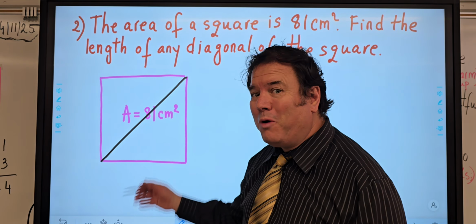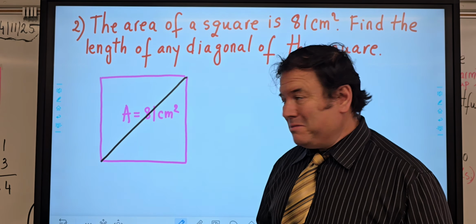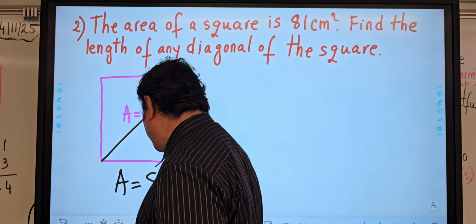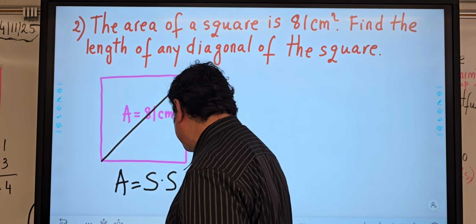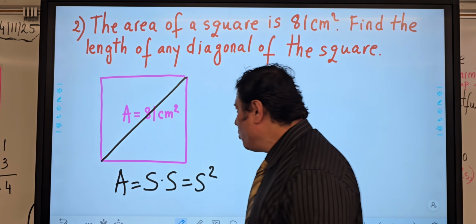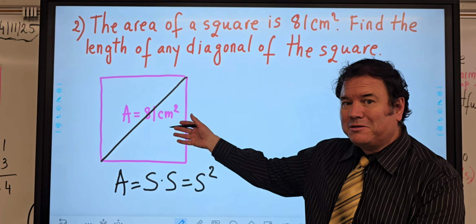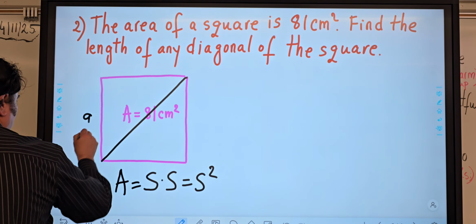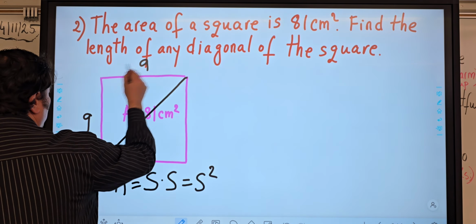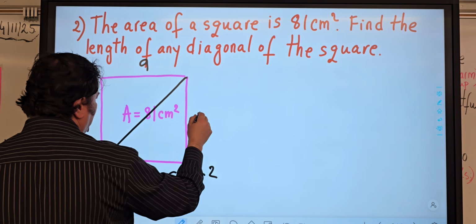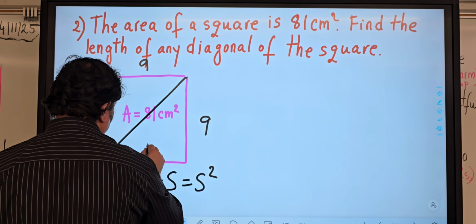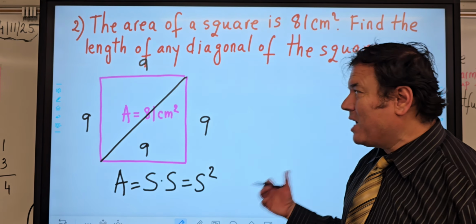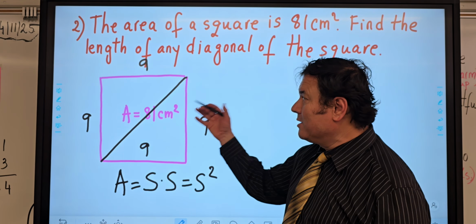So if this is 81, remember, the area of a square equals side times side, or you can say side squared. Which number squared is going to give us 81? And of course, the answer is 9. So each side of this square is 9. Because 9 squared, 9 times 9, is 81. Okay? Each side of this square is 9. So that's it. Now we are going to use, again, the Pythagorean Theorem. And we are going to find the diagonal.